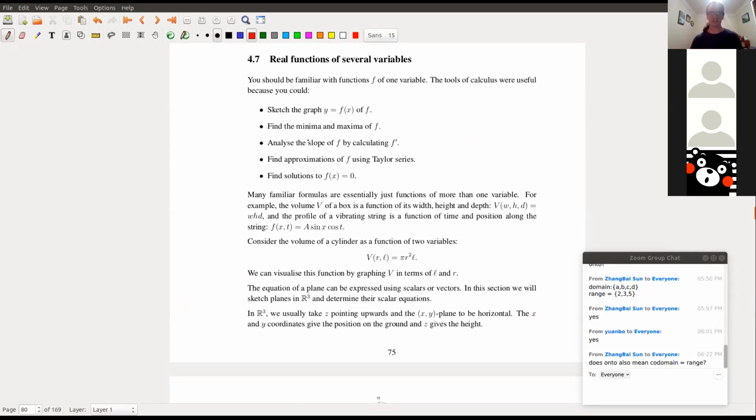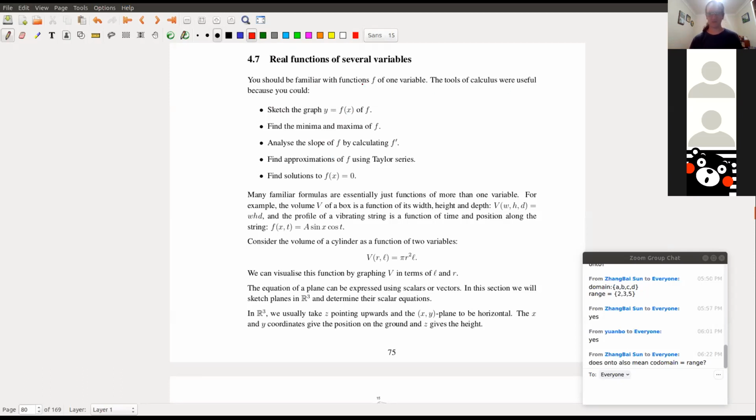Okay, real functions of several variables. We were talking about univariate functions. Again, you have a tuple product space. You can make the Cartesian product bigger, A cross A cross A cross A, and you can have multivariate functions.